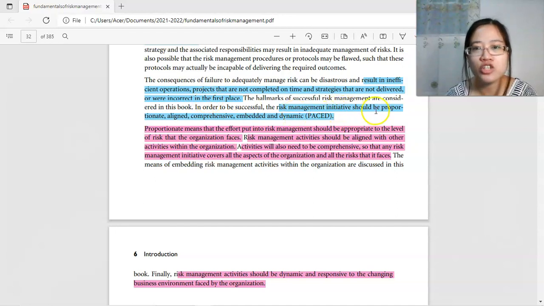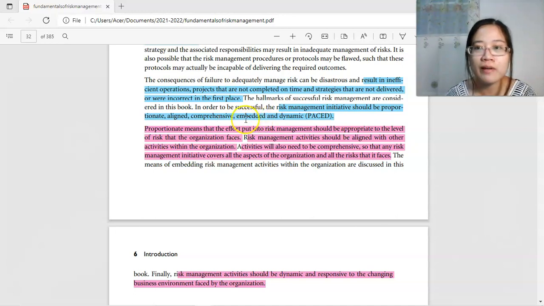Ayan. Risk management initiatives should be proportionate, aligned, comprehensive, embedded, and dynamic. So, ito daw yung mga kailangan para maging successful ang isang risk management. Later, madidiscuss naman natin yan. Okay, so you have, again, proportionate, aligned dun sa goals and objectives. And of course, yung risk and risk treatment, kailangan ay aligned and are compatible or appropriate. And then you have your comprehensive. Kailangan lahat ng types of risk ay ma-address. Hindi lang isang type of risk or a certain number of risks. As much as possible, lahat ng risk exposure is ma-deal with.